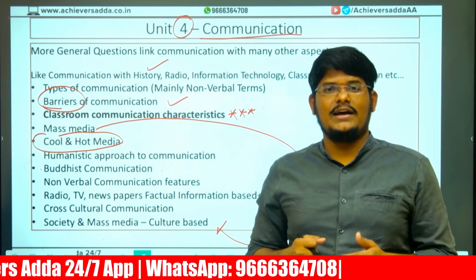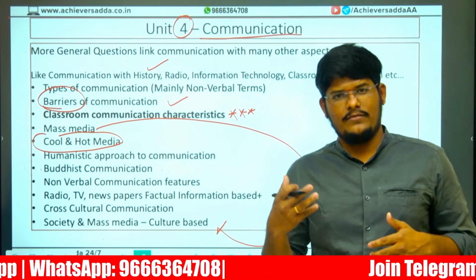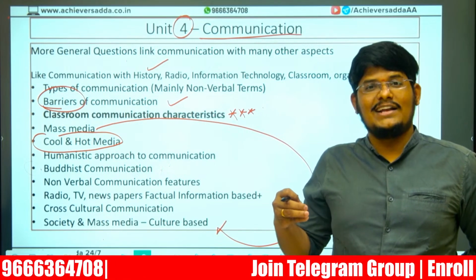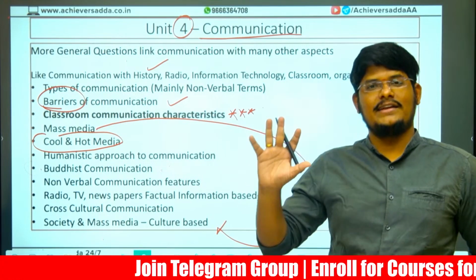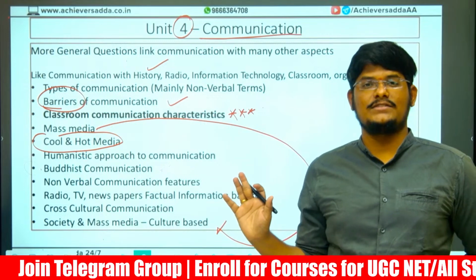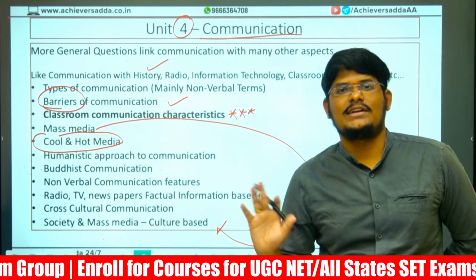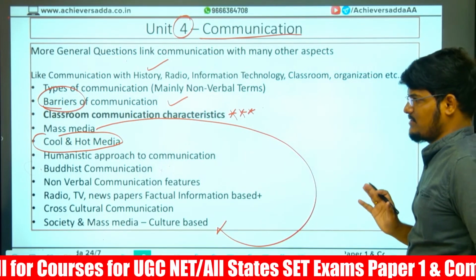Suppose the statement says current media is influenced by various political parties. You should not answer yes, it is influenced. No. Media is independent and it is the fourth pillar of democracy, so it is not influenced by anyone. Even though in practice it is getting influenced, you should not say correct for that statement. It will be false. Like that, your thought process must be.